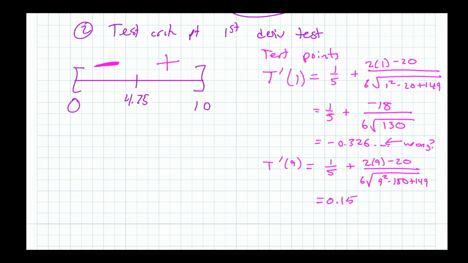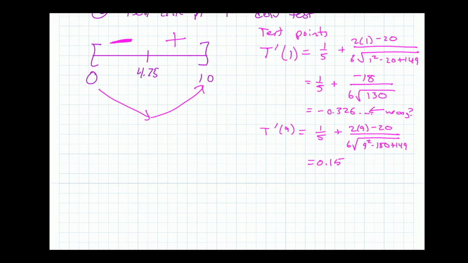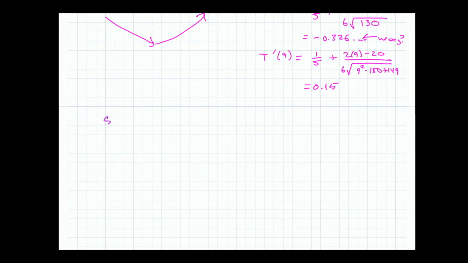Okay, so minus and plus. What that means is that the function went down and then the function went up. So there is a minimum. So what we know is that x equals 4.75, which is 19 over 4, gives the minimum time.